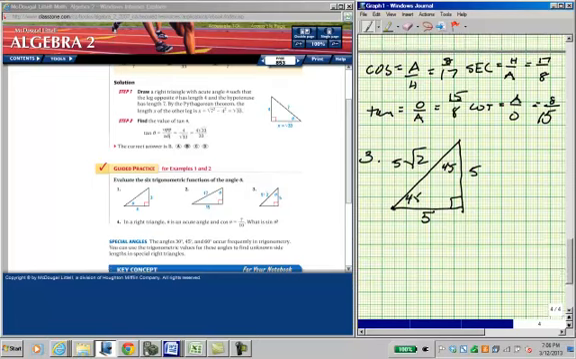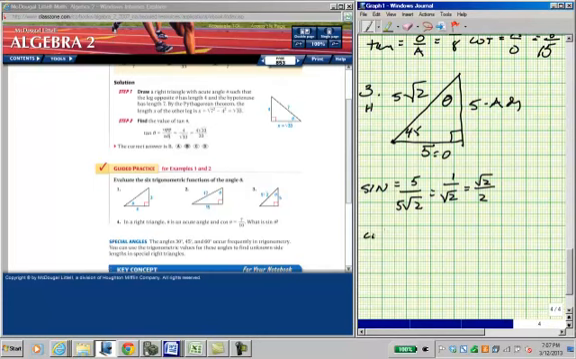So this is pretty easy to do. We'll call this theta, but the angles are the same. So here's theta. We'll say 5 is the opposite and 5 is the adjacent, and 5 root 2 is the hypotenuse. So the sine is going to equal opposite over hypotenuse, 5 over 5 root 2, which is going to equal 1 over root 2, which, we have to rationalize it, is root 2 over 2.